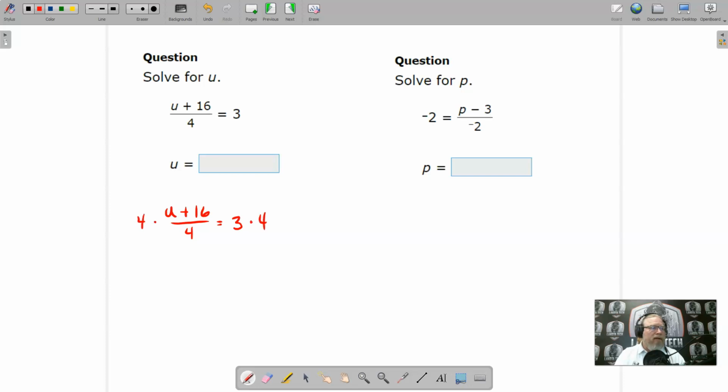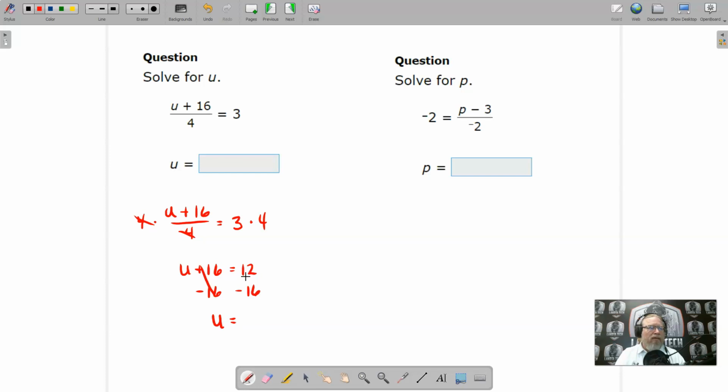And what we do to one side, we're going to do to the other. The 4 is going to cancel each other, leaving us with u plus 16 equals 12. And see, after that step, all we have left is just a one-step equation, and that is to subtract 16. What we do to one side, we're going to do to the other. The 16s will cancel each other, leaving me with u.